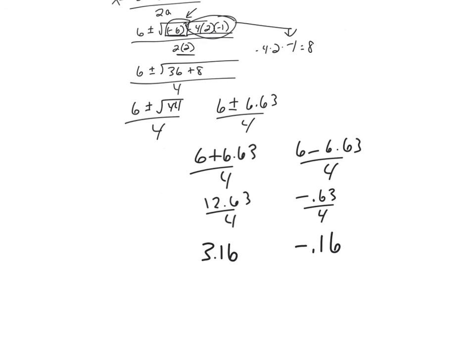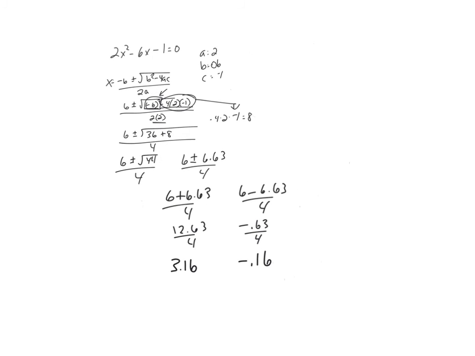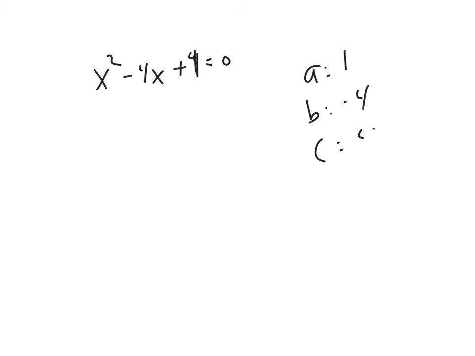Okay, and so the other option then that we haven't talked about yet is only one solution, and that's when the discriminant is 0. So let's see if I can come up with one that makes 0. All right, let's go here. Let's go x squared minus 4x plus 4 equals 0. So then A is 1, B is negative 4, and C is 4.